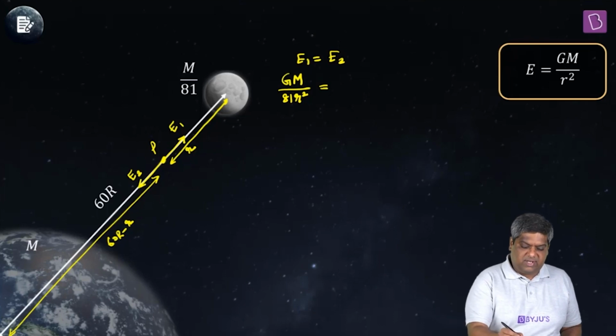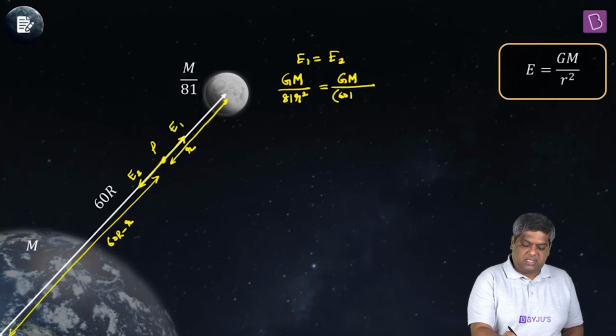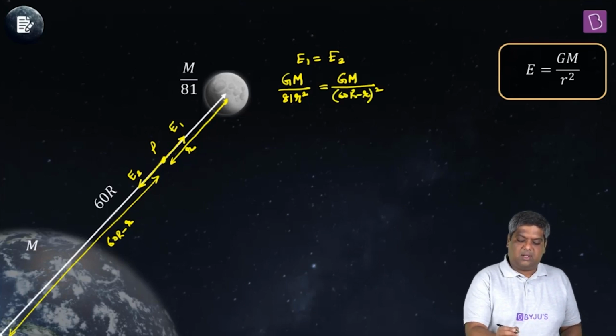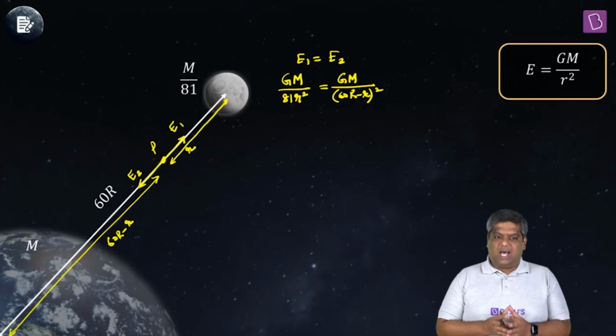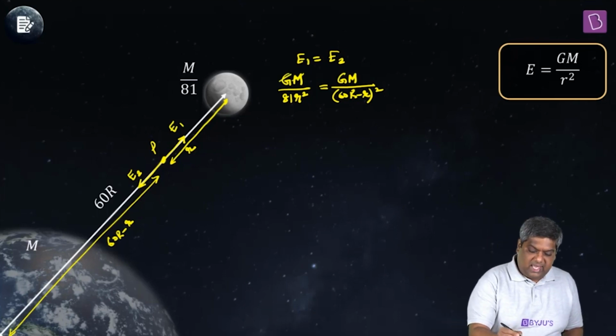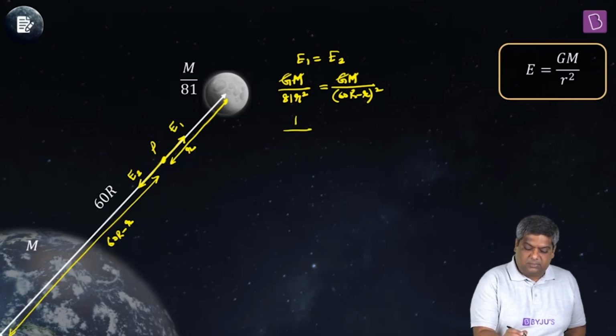E2, the gravitational field of earth. So GM by, the distance is 60R minus small r whole squared. Now we have to calculate the value of small r. So let us start. GM gets cancelled. So I'll have 1 by 81 r squared is equal to 1 by (60R minus small r) whole squared. Let's take the square root.